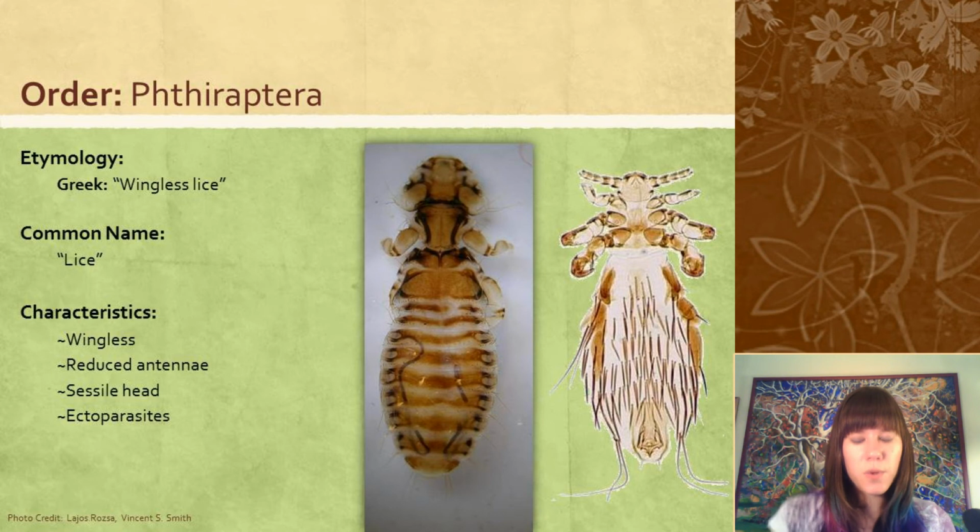The next order that we're going to talk about is Thysanoptera, which are your lice, and in Greek, Thysanoptera just means wingless lice. The characteristics of lice are that they're wingless, they have reduced antennae, their head is sessile, and they tend to be ectoparasitic. And it's really crazy because some of them are really, really specific.